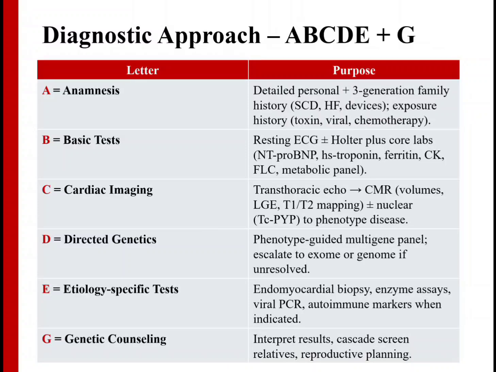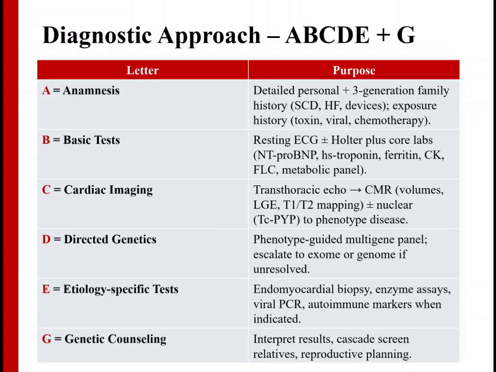B is for basic tests like NT-proBNP, BNP, and HS troponin for myocardial stress and injury. Also, you can screen for secondary causes like hemochromatosis or amyloidosis through ordering ferritin, creatinine kinase, free light chains, and metabolic panel. You can also do resting ECG plus or minus Holter to detect arrhythmias, conduction delay, or pathognomonic signs like the epsilon wave or the Q waves, as we will see.